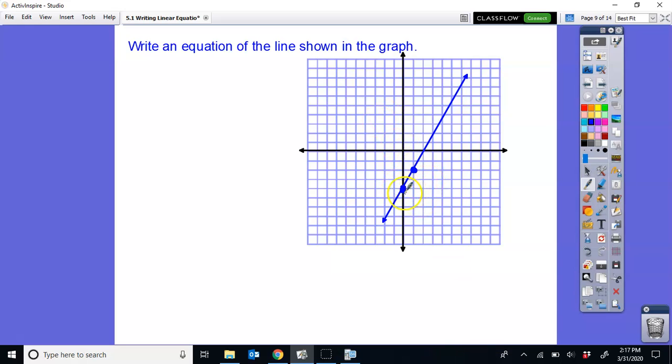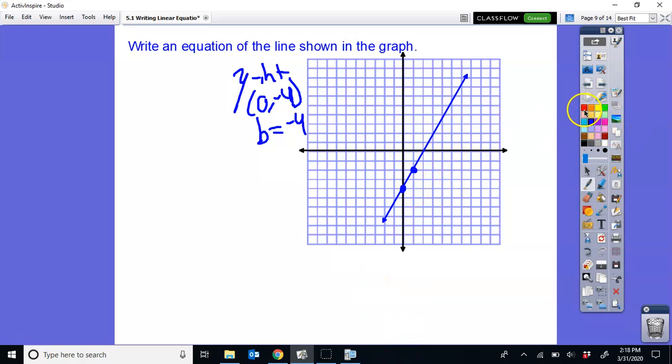Notice this point right here is the y-intercept. If you go down 4 spaces, the y-intercept is at 0, -4. So my b value is -4. You were also given the slope.